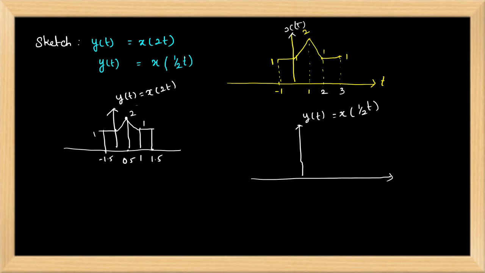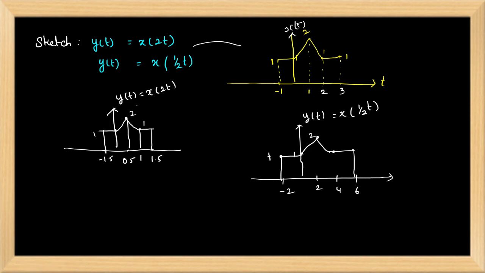When the scaling factor is less than 1, it will expand the signal. That means for half of the value of x of t, we will be having the 1 time second of our new signal y of t. So it will be 2, 4, 6, and this one is minus 2. The same magnitude 1, 1, and here 2, 1, 1. So this is our new signal.